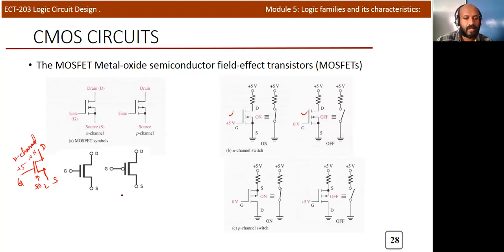Now we can see the P channel. To represent the P channel MOSFET, there is only one difference: at the gate terminal, we put a bubble. This bubble indicates that when you apply 0 volt here, the transistor will be in the on condition. We can say this is the PMOS transistor symbol, and this is the N MOSFET.